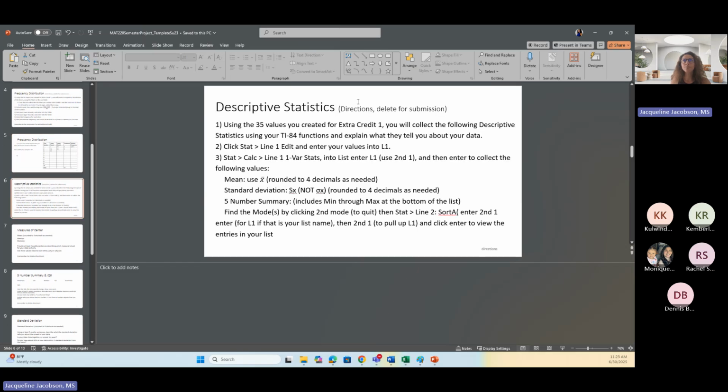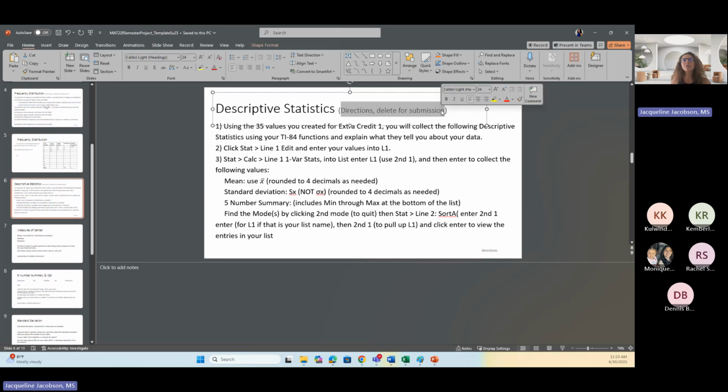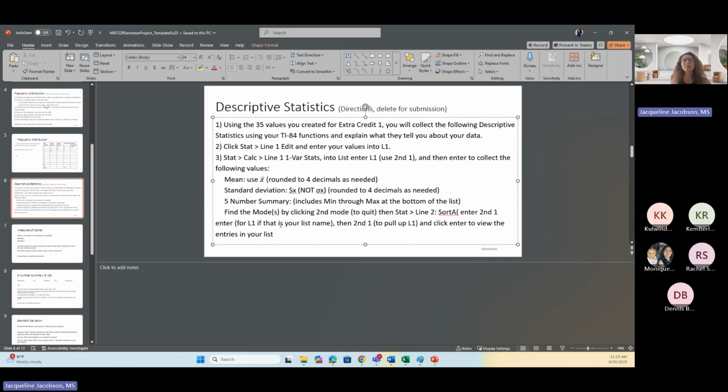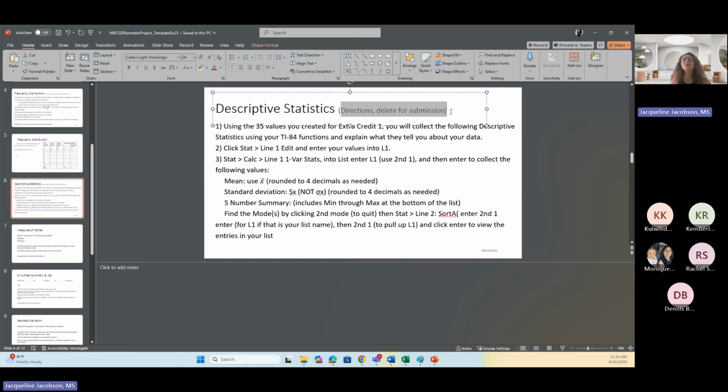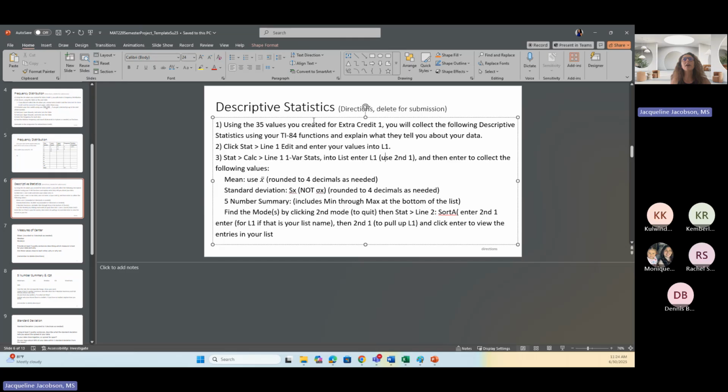Project part 3. Directions, delete for submission. We are calculating descriptive statistics, but this is literally just instructions. I don't need this. Directions, delete for submission. I don't need this slide. Use the 35 values you created for extra credit 1. Calculate your descriptive statistics. You should know how to do that.